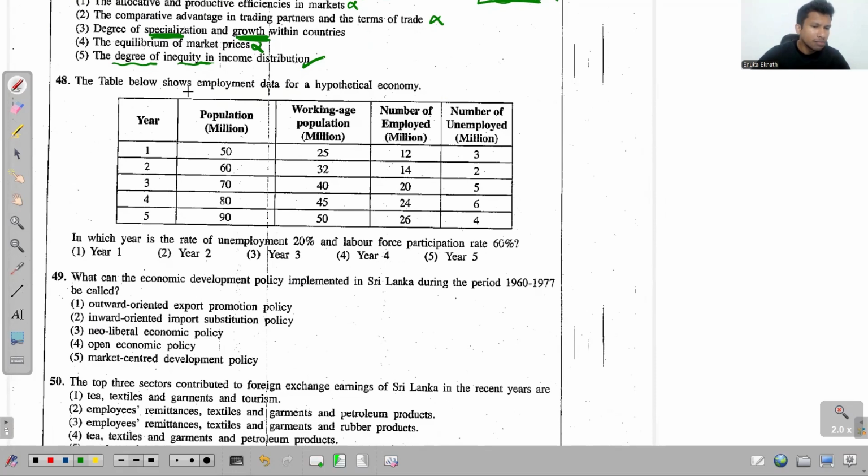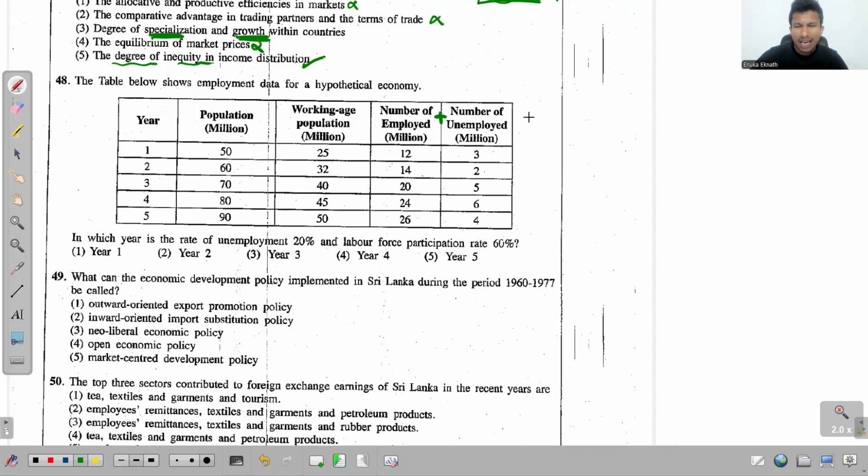48. This says the table below shows employment data for a hypothetical economy. So you get the years, and then we have population, and from the population they have derived this working age population, and again we get the data related to the number of employed and the number of unemployed people. Just to clarify, all the working age population we don't recognize to be a part of the labor force. The labor force consists of both employed and unemployed population who are within the working age group.